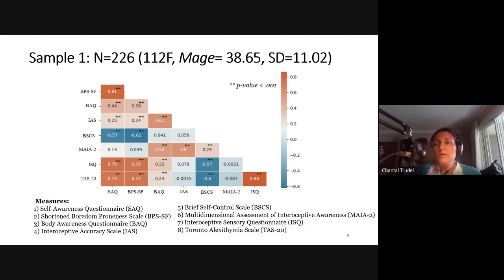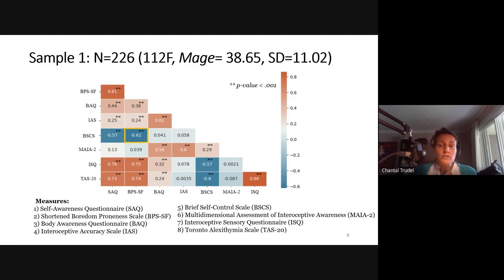So first, we replicated some relationships that are found in the literature. That gives us some confidence in the validity of this sample. You will see first here in the yellow box the strong negative correlation between self-control and boredom proneness, as we mentioned before.